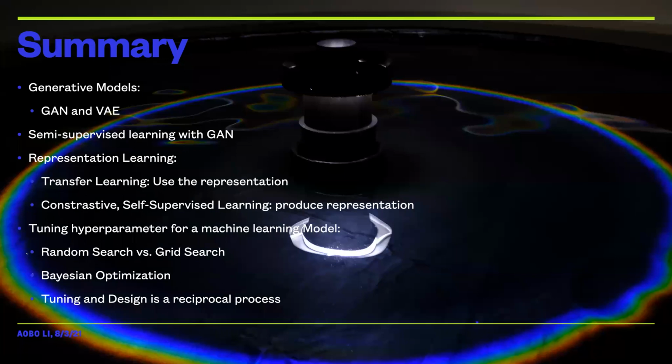Okay, great. So this is a summary of today's lecture. We discussed generative models, which contain GANs and variational autoencoders. We discussed semi-supervised learning with GANs. And we also discussed representation learning techniques, which are transfer learning and contrastive self-supervised learning. And lastly, we talked about how we would like to search for hyperparameters of our machine learning model. And then I just bring up this point that tuning and design is a reciprocal process and they help each other.